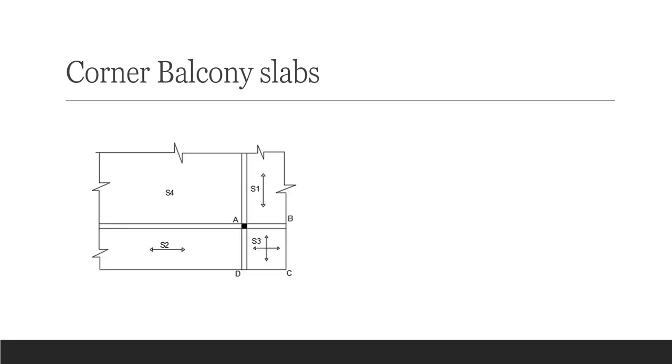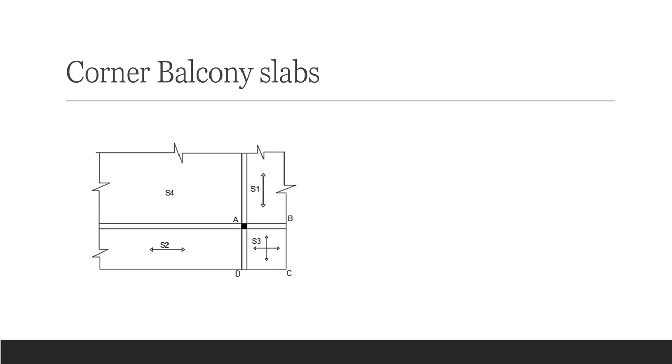Another common problem in case of balconies is that of a corner balcony, S3. If balconies S1 and S2 are both spanning longitudinally across the transverse beams AB and AD, corner slab S3 can just be overhanging extension of slab S1 and S2 with load shared equally in both directions. This is one of the most economical solutions.